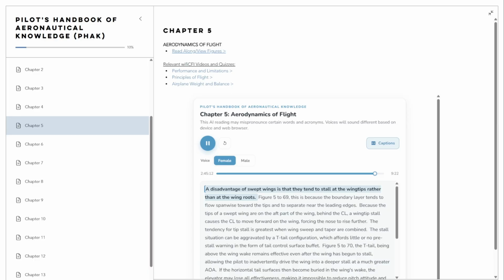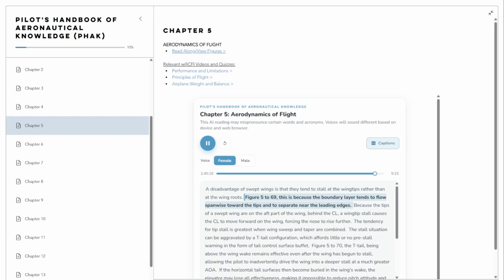A disadvantage of swept wings is that they tend to stall at the wingtips rather than at the wing roots. Figure 5-69. This is because the boundary layer tends to flow spanwise toward the tips and to separate near the leading edges. Because the tips of a swept wing are on the aft part of the wing, behind the CL, a wingtip stall causes the CL to move forward on the wing, forcing the nose to rise further. The tendency for tip stall is greatest when wing sweep and taper are combined.